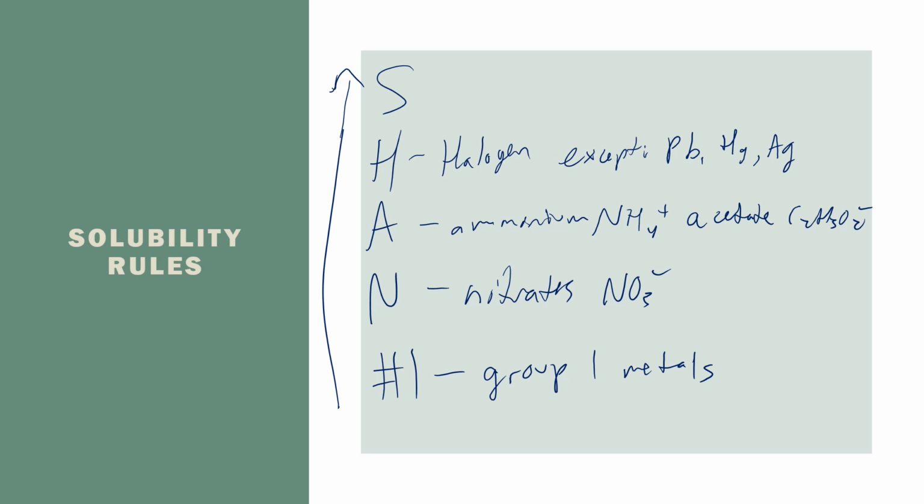Now our last rule is S for sulfates. Sulfates is SO4 negative. If you see SO4 negative in your ionic compound, it will dissolve with a few exceptions. So there's 6 exceptions: lead, mercury, and silver, just like with the halogens, but also calcium, strontium, and barium. So if you see like lead 2 sulfate, that compound will not be soluble in water. But if you have something like magnesium sulfate, that will be soluble in water. So it just depends on what it's attached to.